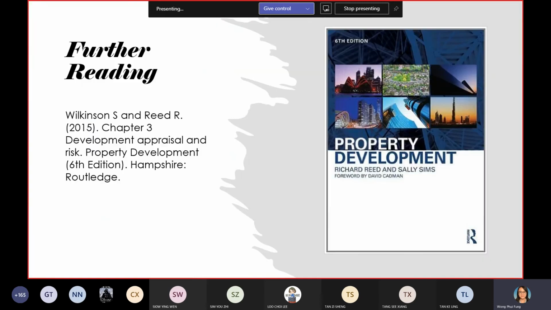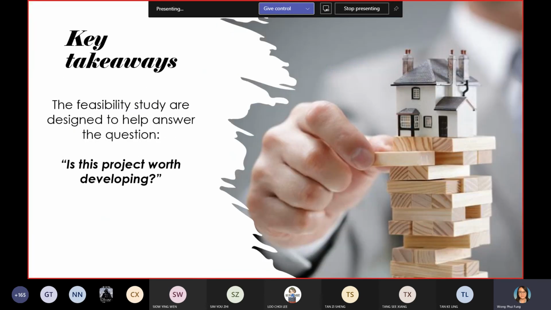All right. So that's all for this chapter. The key takeaway is only one. What is the purpose of conducting this development appraisal? The feasibility study is actually designed to help answer one question only. Not to say one question, it can answer many questions, but the main question is to determine: is this project worth developing?